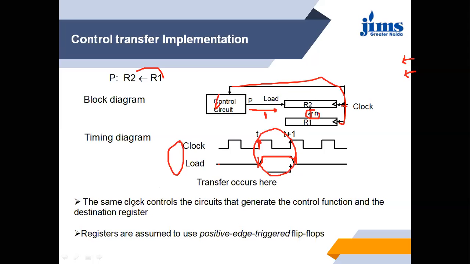The same clock controls the circuit that generates the control function and the destination register. Registers are assumed to be positive edge triggered flip-flops. We discussed this in flip-flops, synchronous and asynchronous, about how values are transferred from one flip-flop to another flip-flop. It can be positive edge, it can be negative edge.